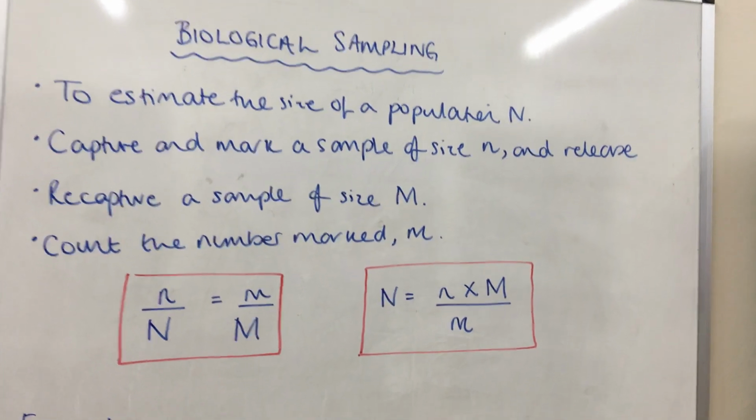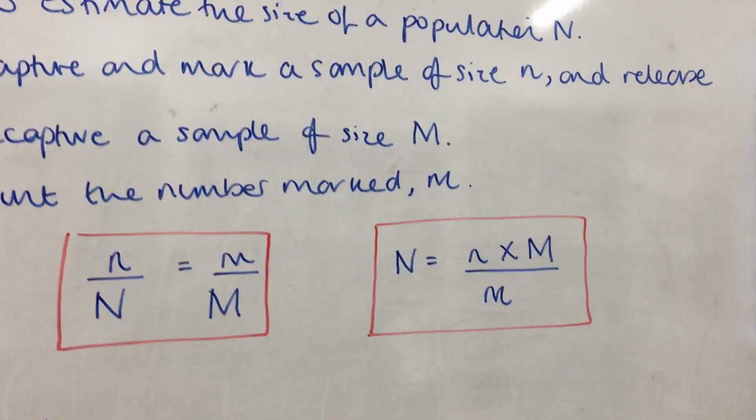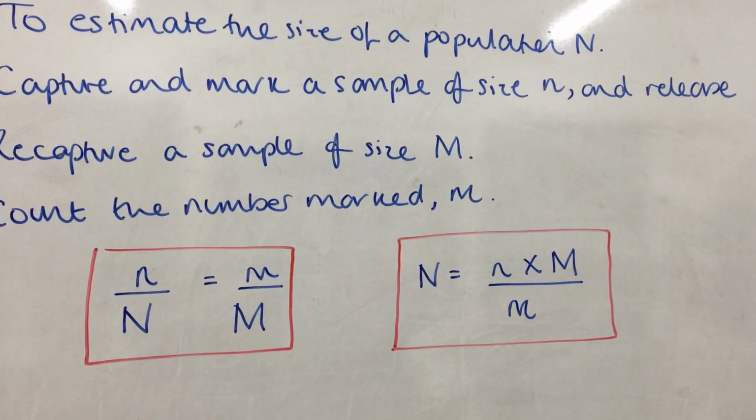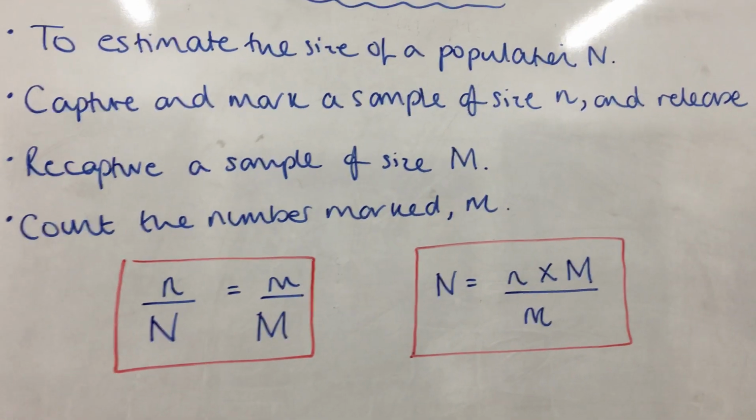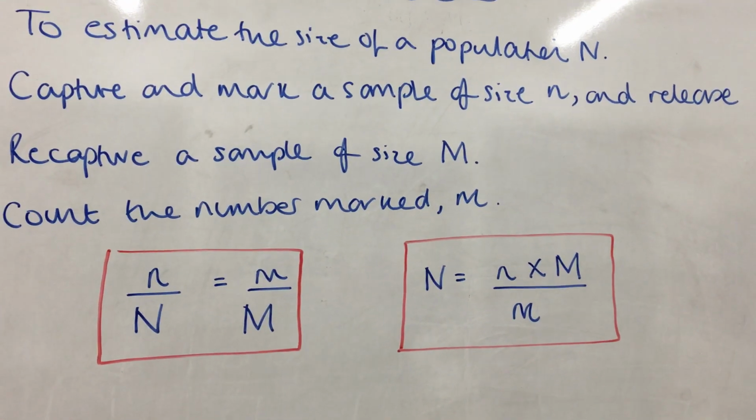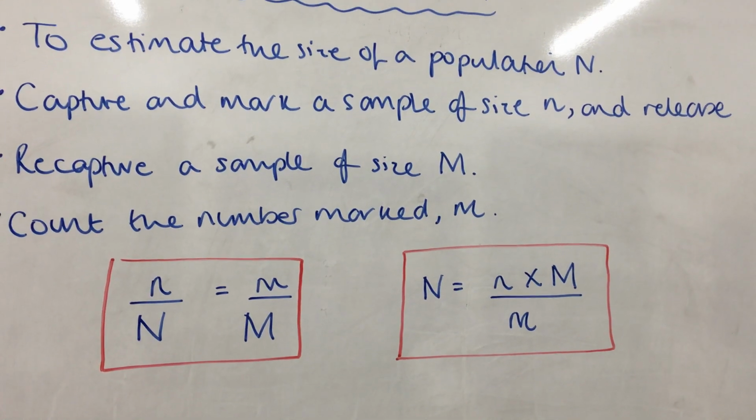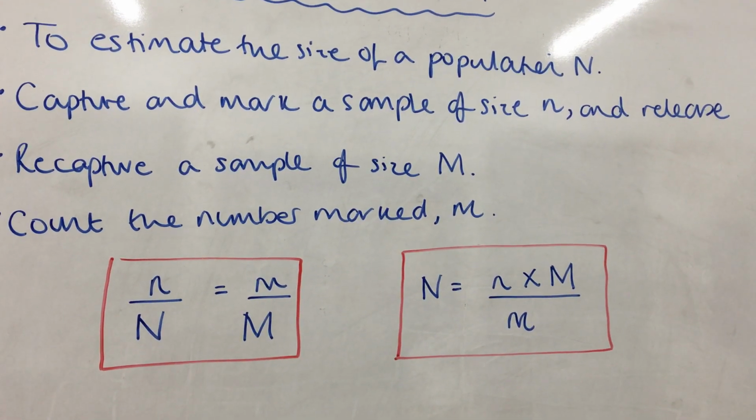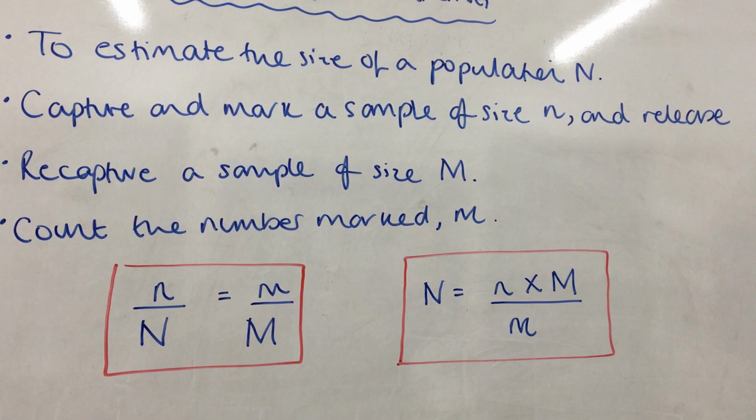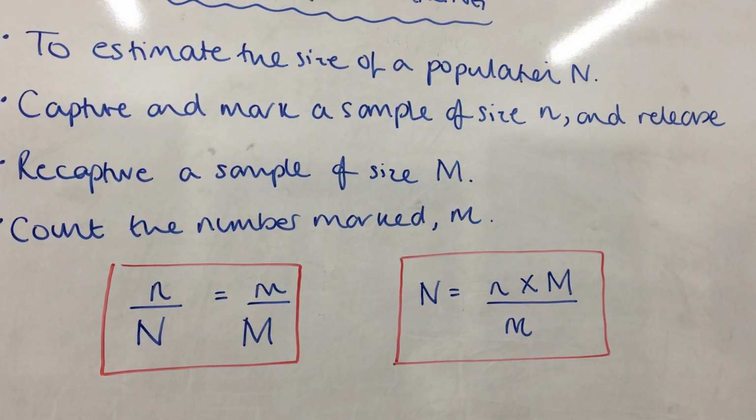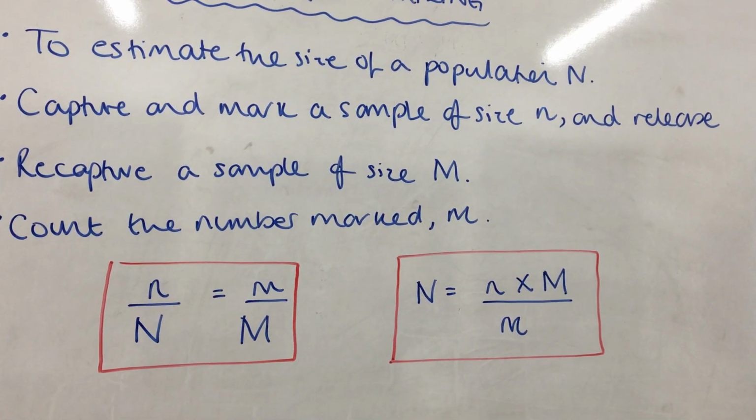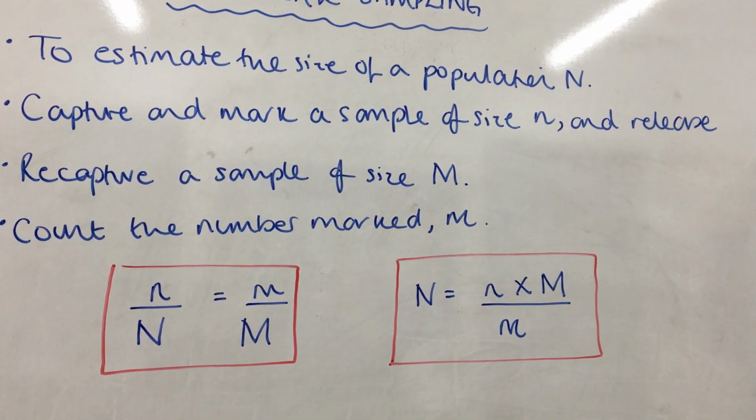Now the equations here are how they relate to each other. Little n, remember, is your first sample, over your large population N, is equal to the number marked, little m, over the second sample, big M. And that can be rearranged to give big N is equal to little n times big M over little m.